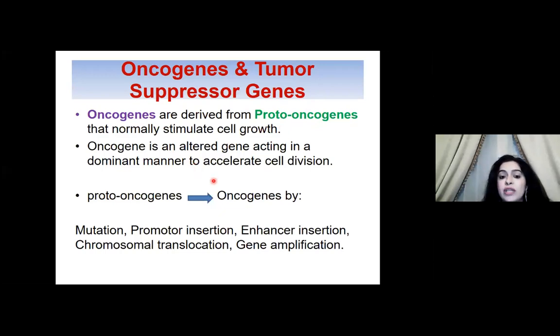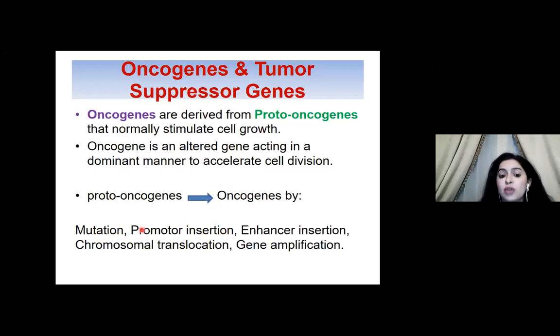So proto-oncogenes can be converted to oncogenes by one of the following: mutation, which we were talking about earlier, like chemical carcinogens or viruses or whatever; or promoter insertion. What's promoter insertion? Of course, you know that in order to start the expression of a gene, you have a promoter which is upstream of the transcription site of the gene. This promoter helps the transcription process and helps the RNA polymerase to bind and to start the transcription.